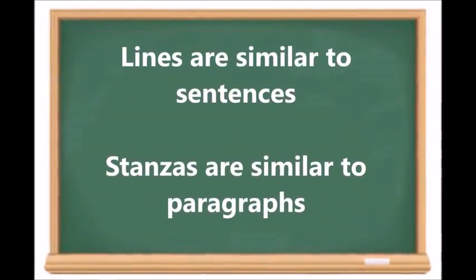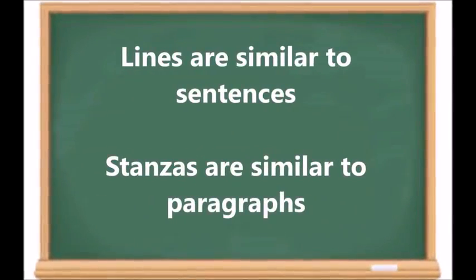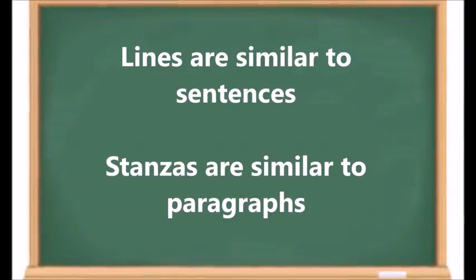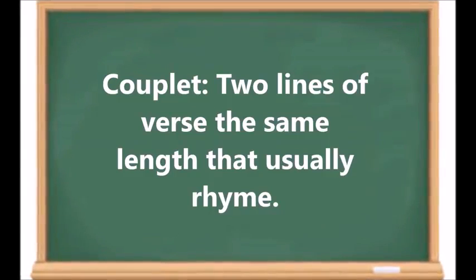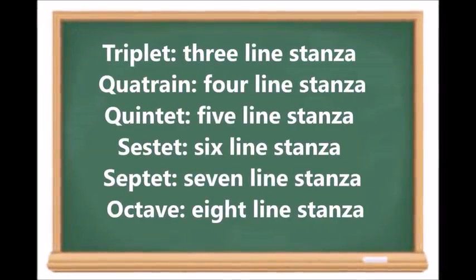Now, in poetry, we use what's called lines and stanzas. Lines are similar to sentences. Stanzas are similar to paragraphs. A two-line stanza or a two-line poem is called a couplet, while a four-line stanza or four-line poem is called a quatrain. A six-line stanza would be called a sestet, and so forth.